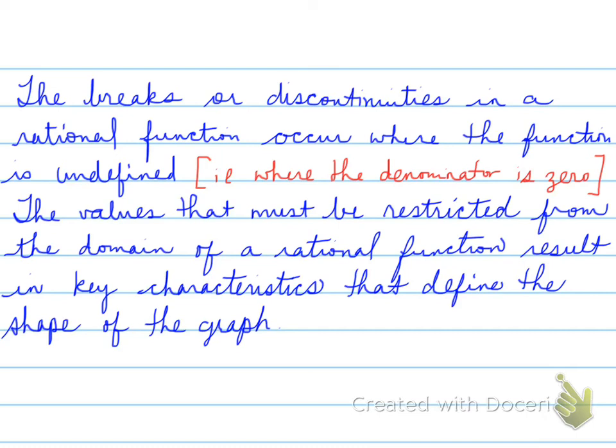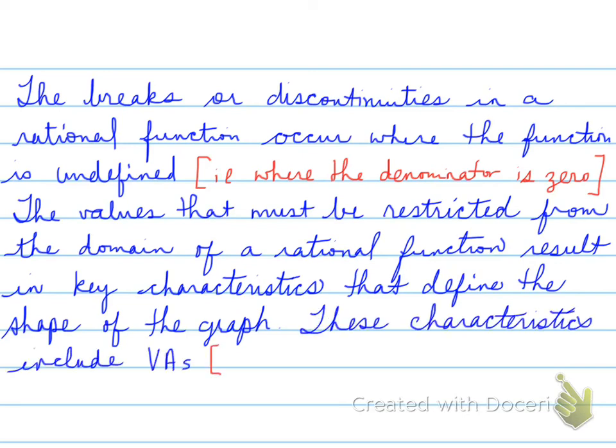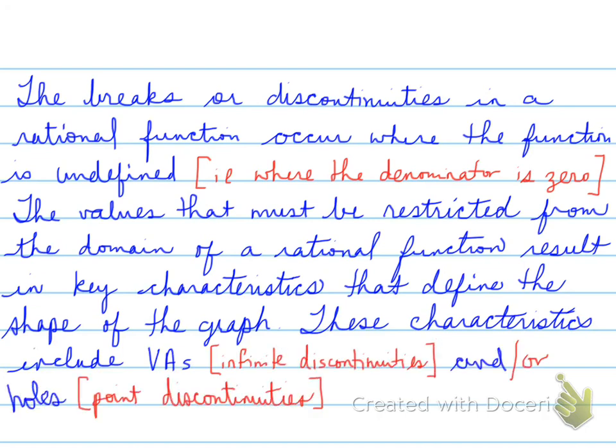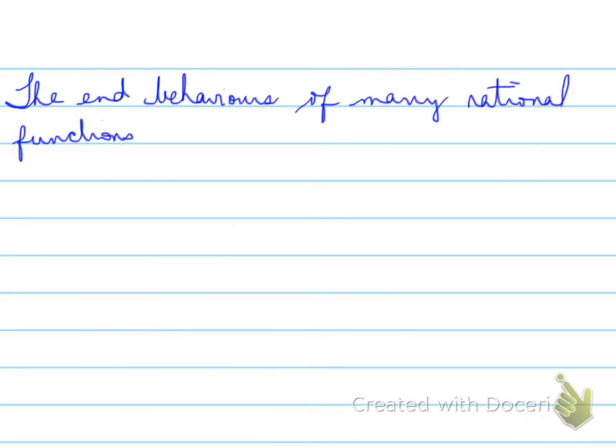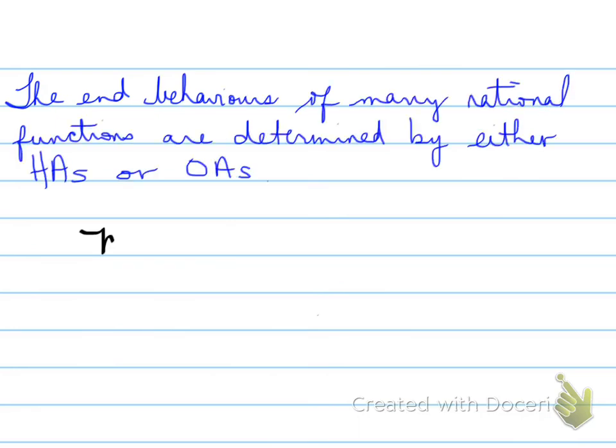That means that all the restrictions would equal either vertical asymptotes or holes on the graph, depending on whether it cancels or not. The characteristics include vertical asymptotes, which are infinite discontinuities, and holes, which are known as point discontinuities. Holes only exist when a graph has been reduced and it gets rid of one of the restrictions. All right, finally, the end behaviors of many rational functions are determined by either horizontal asymptotes or oblique asymptotes.